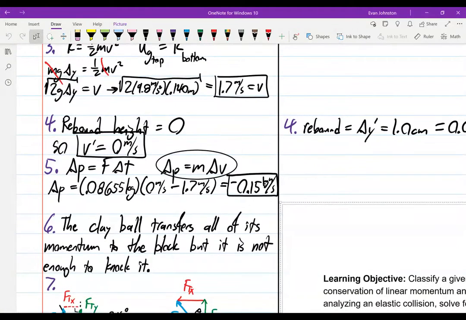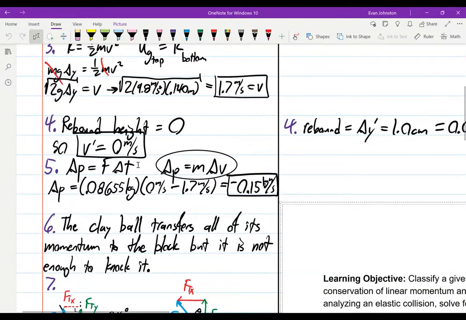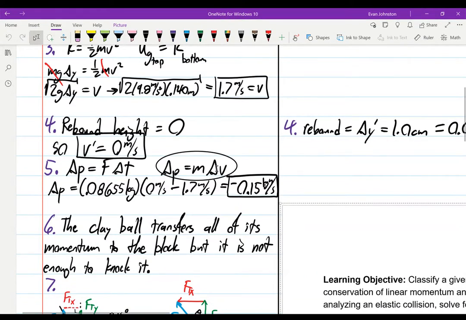5 is asking us to find the change in momentum, which is really the impulse on the block. And there's 2 ways we can find impulse on our equation sheet. I believe it actually shows this one. Change in momentum, which is impulse, is force times the change in time. But if momentum is m times v, a change in velocity also represents a change in momentum.